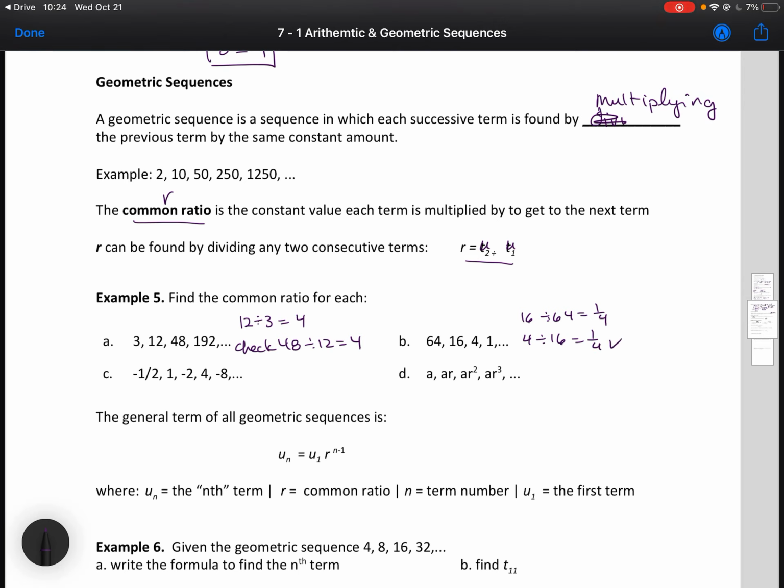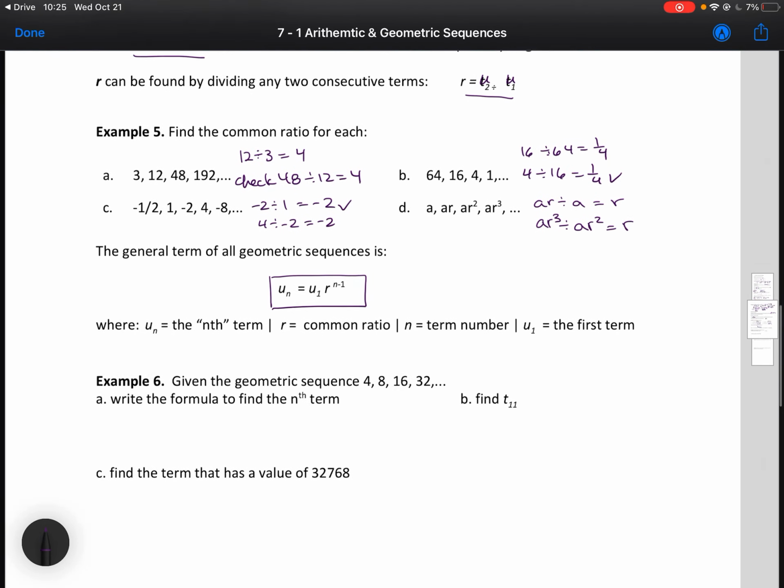My next one here, so let's try minus 2 divided by 1 is going to be minus 2. And then if I check another pair, 4 divided by 2 also gives me minus 2. And then my last one, my general one, I've got AR divided by A is going to equal R. And then I'm going to check another pair, AR cubed divided by AR squared is also going to give me R. So this is going to help us get to our term for all geometric sequences, where UN is the nth term, R is the common ratio, N is the term number, and then U1 is the first term. This formula is also in your formula book.